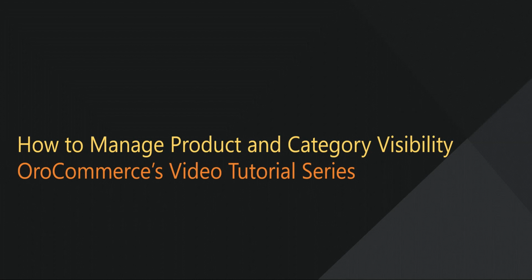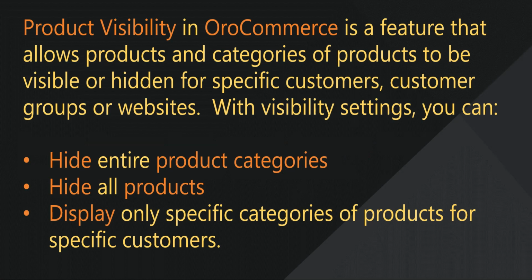Today I'll be demonstrating how to manage product and category visibility within OroCommerce. Product visibility in OroCommerce is a feature that allows products to be displayed or hidden from websites, customer groups, or specific customers. Additionally, you can hide entire product categories or all products from the website, as well as displaying only specific categories of products to individual customers.